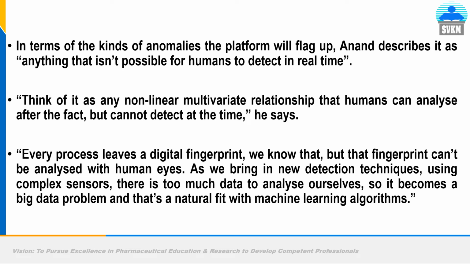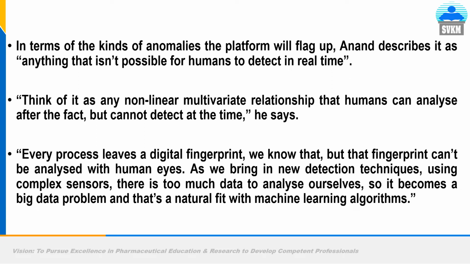I mean, the AI is giving a human an extra lens to detect the error in real time. Think of it as any non-linear multivariate relationship that humans can analyze after the fact, but cannot detect at the time. Again, the problem is the same. What is the use of AI? Proactively identify and thwart or abort any wrong operation to prevent loss of time, effort, energy, and damage control.